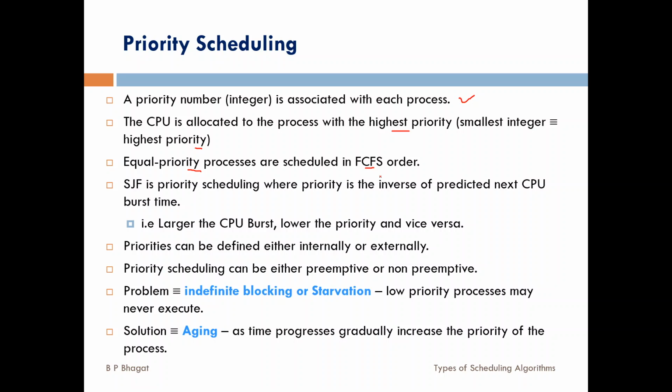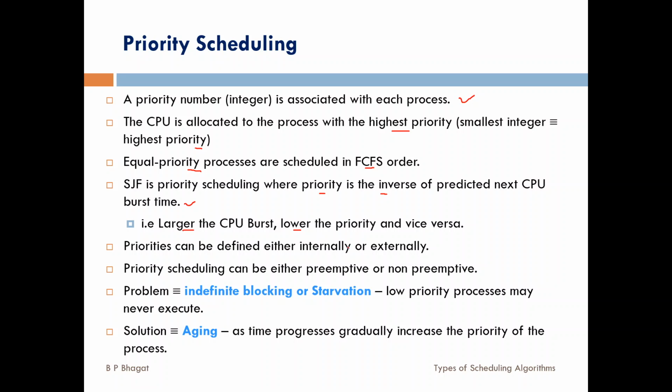SJF is priority scheduling where the priority is the inverse of the predicted next CPU burst. What this means is that, for example, if the burst time is larger, then the priority is lower, and vice versa. That means if the burst time is smaller, then the priority will be higher.